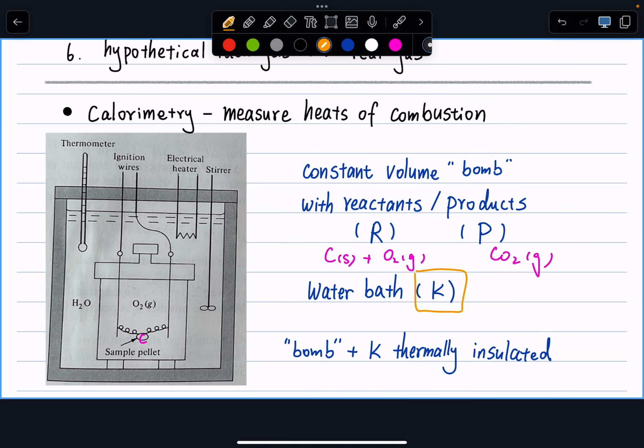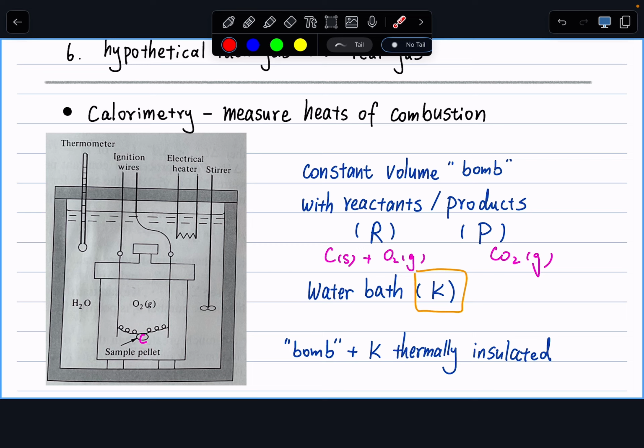And this bomb itself, plus the water bath, is isolated or thermally insulated from the rest of the universe. So these walls are adiabatic. It's not thermally conducting. All right. So what do we want? We want to know how much heat is being released whenever we ignite the reaction to take place.